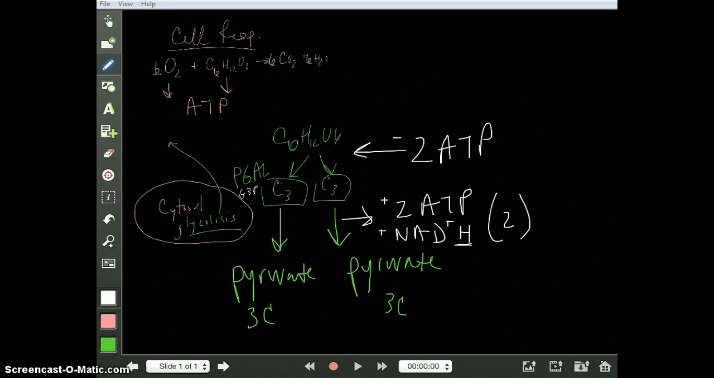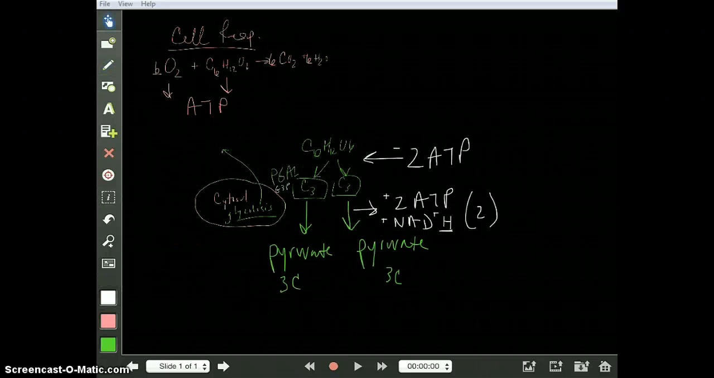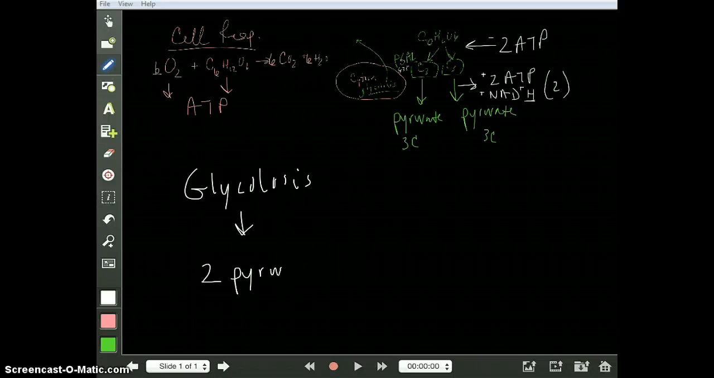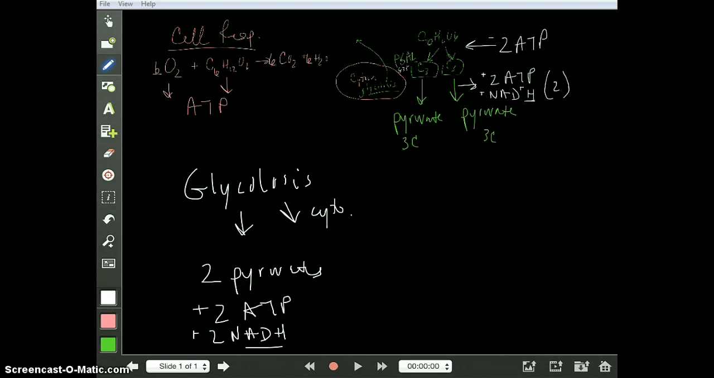Okay? So we're looking at our total end result of glycolysis: a net of 2 ATP and 2 NADH. Those are the things that are going to be taking place. Now again, this is happening in the cytosol and without oxygen.